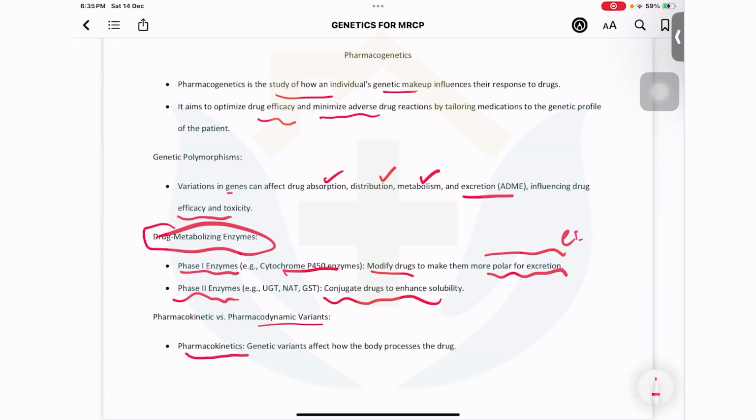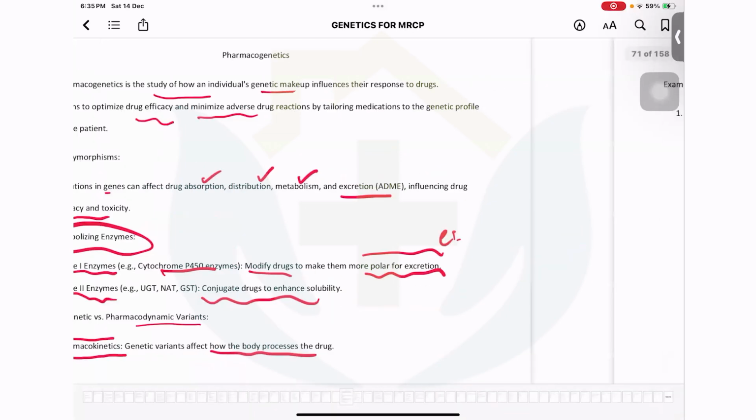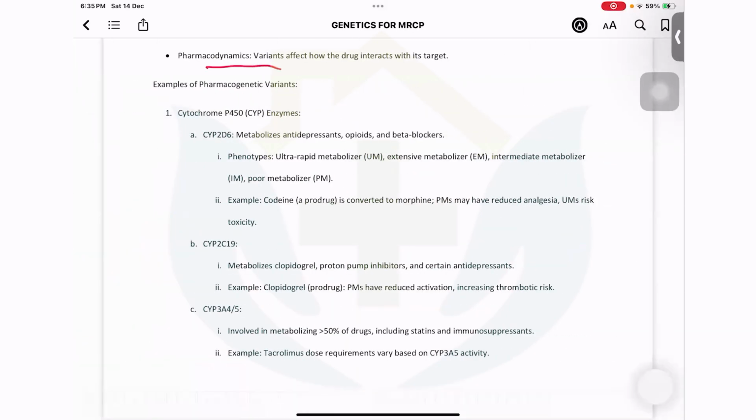Those genes which affect the pharmacokinetics affect how the body processes the drug, and those which are pharmacodynamic variants affect how the drug interacts with its target. So let us go through some pharmacogenetic variants. Cytochrome P450: these people, depending on phenotype, are known as ultra-rapid metabolizers, extensive metabolizers, intermediate metabolizers, and then poor metabolizers. For example, codeine. Codeine is converted to morphine.